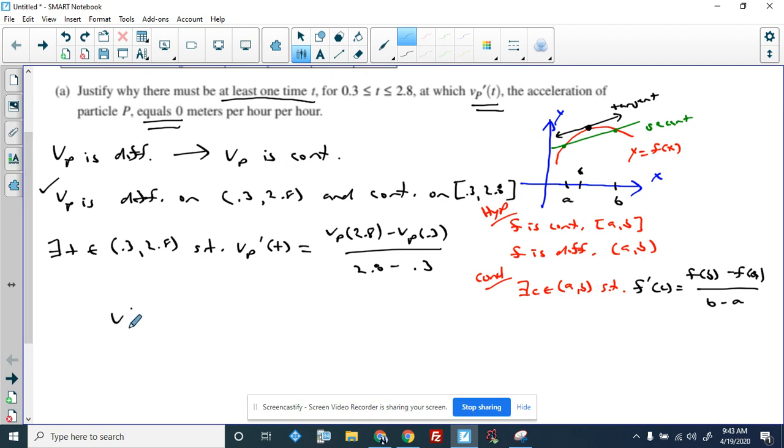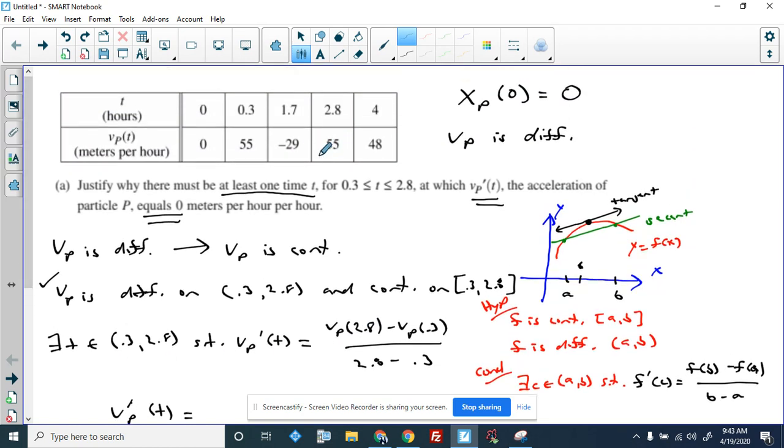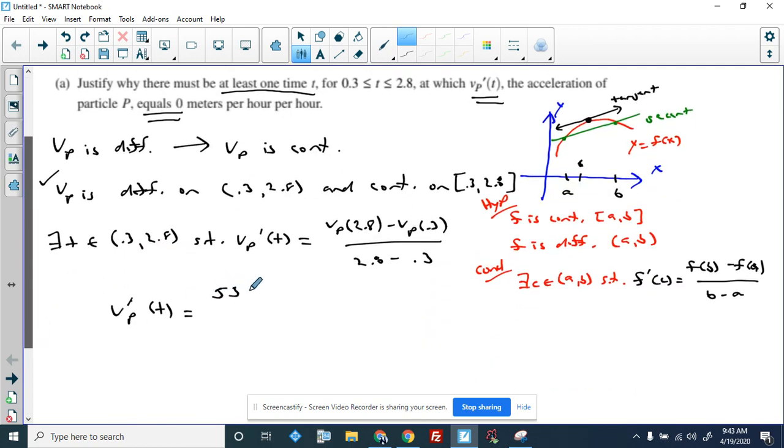And you basically would just rock and roll here. So you'd say v prime of t, there's got to be at least one spot where, let's do this. How would I do vp of 2.8? I look it up in the table. It's 55. Well, take a look, vp of 0.3, that's also 55. So that's good news for you. So you get 55 minus 55 is going to equal, over 2.8.